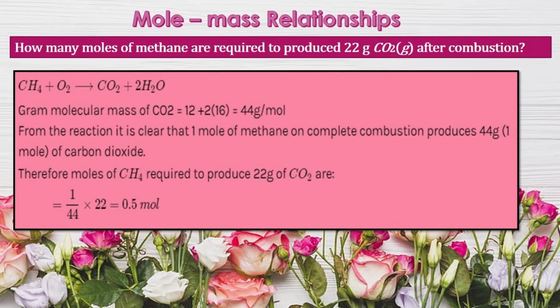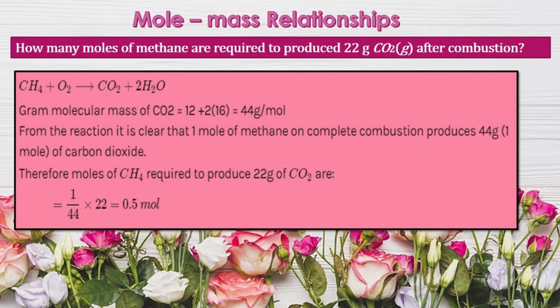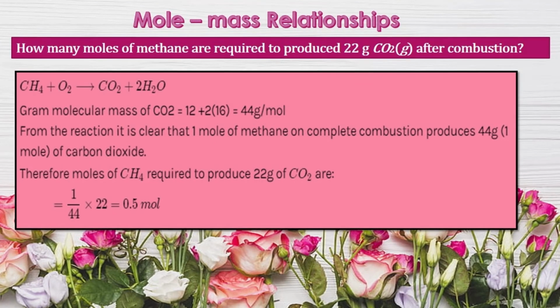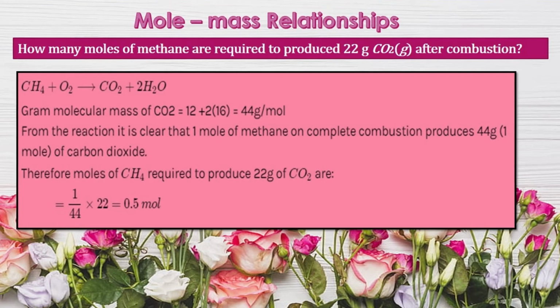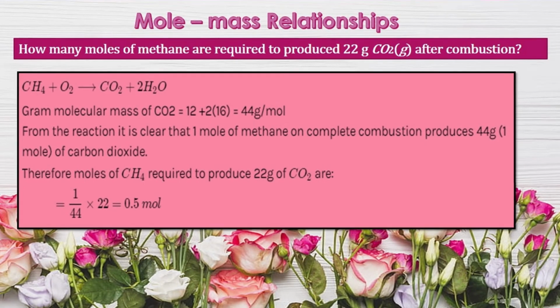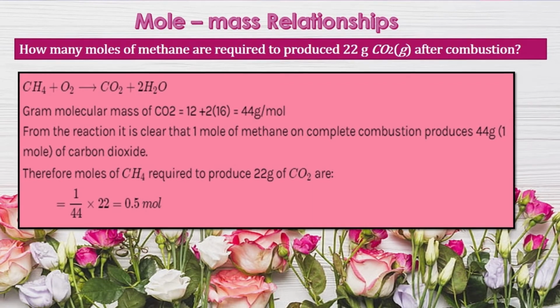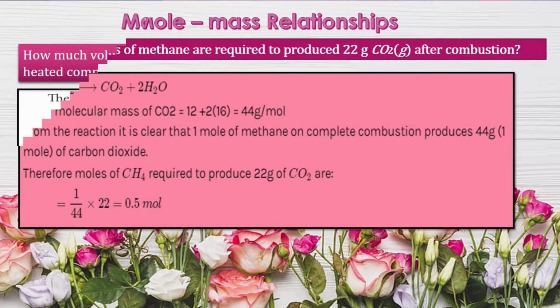So if 1 mole of methane produces 1 mole of carbon dioxide, 0.5 moles of carbon dioxide will obviously be produced from 0.5 moles of methane. Therefore, number of moles of methane required to produce 0.5 mole of carbon dioxide will be equal to 0.5 mole.